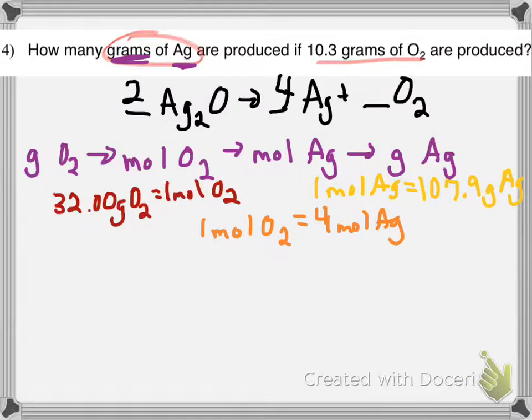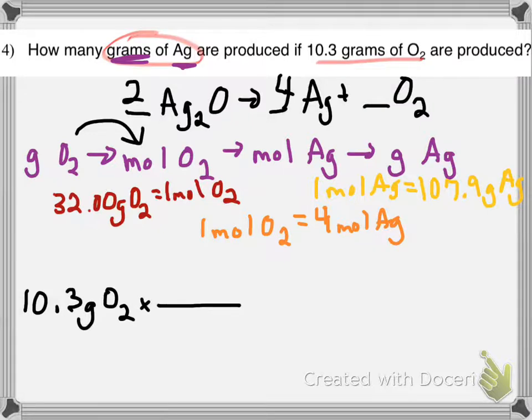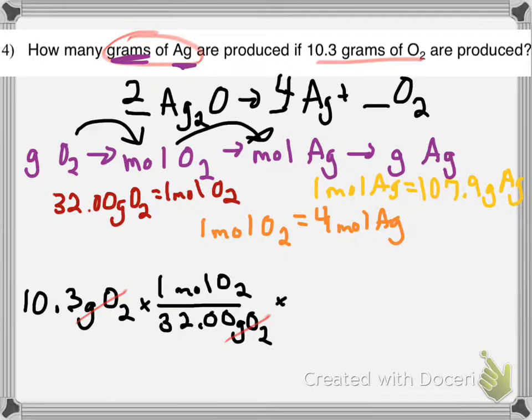So now we're ready to set this up. So we start with our given, 10.3 grams of oxygen. And our first step is to go from grams of oxygen to moles of oxygen. So my grams need to go on bottom because that's what I'm getting rid of. And my moles goes on top. That's what I'm trying to convert it into. And so my grams cancel out and I'm left with moles of oxygen. Then my next step is to go from moles of oxygen into moles of silver. So again, my moles of oxygen need to go on bottom now. So that way these units cancel and I'm converting into moles of silver. That's my goal right now, moles of silver.